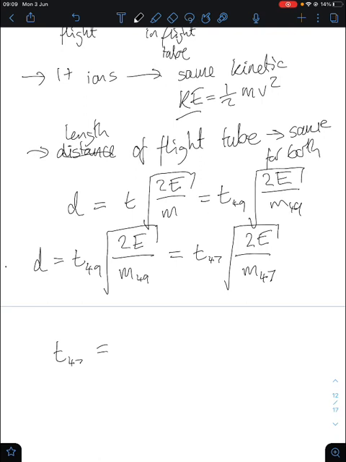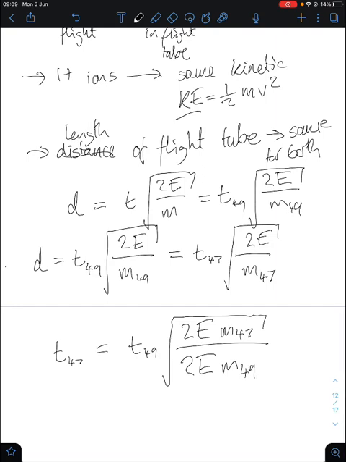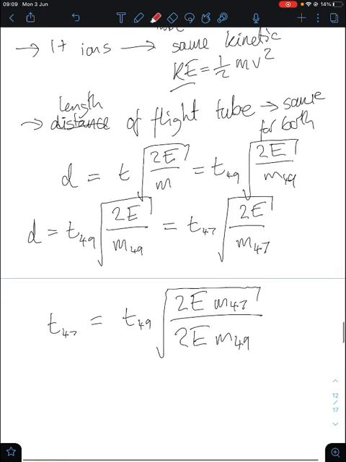So the time of flight of the 47 ion is going to equal the time of flight of the 49 ion times the square root of 2 times the kinetic energy times the mass of the 47 ion, divided by 2 times the kinetic energy times the mass of the 49 ion. Again, I've just timesed up by the square root of the mass of the 47 ion divided by the square root of 2e. See here we've got 2e on the top, 2e on the bottom. Straight away we can cancel these out.